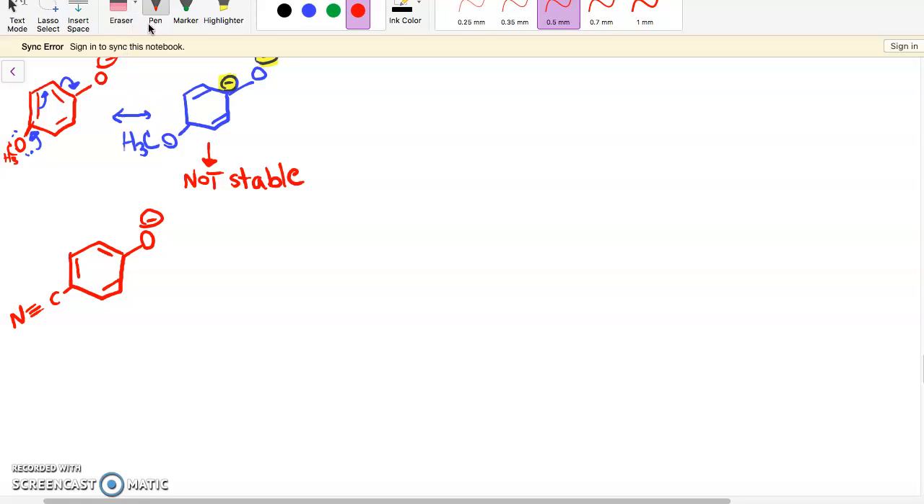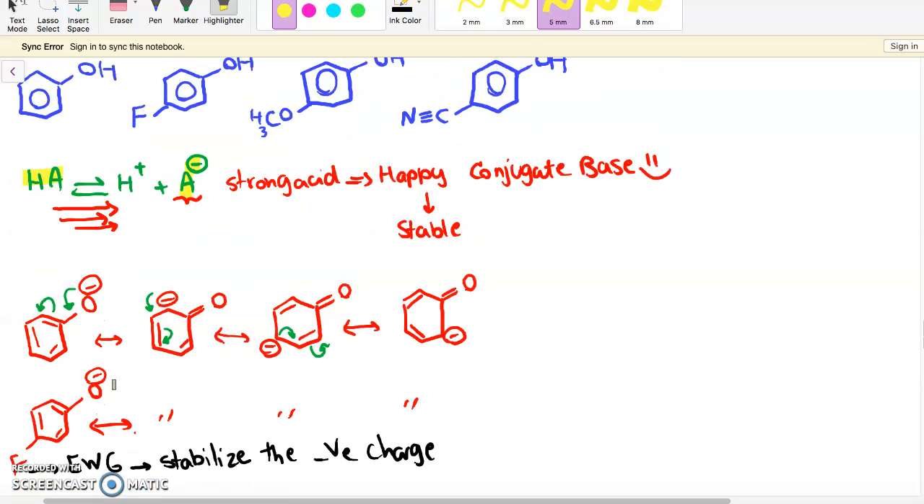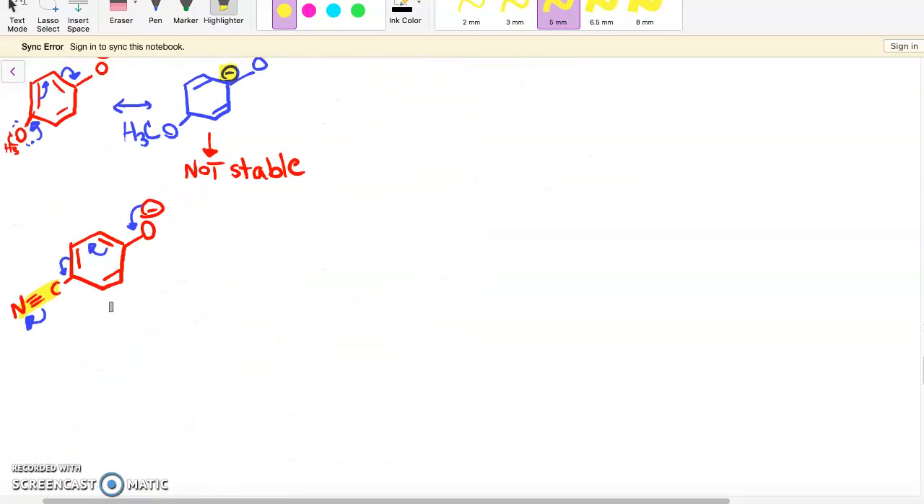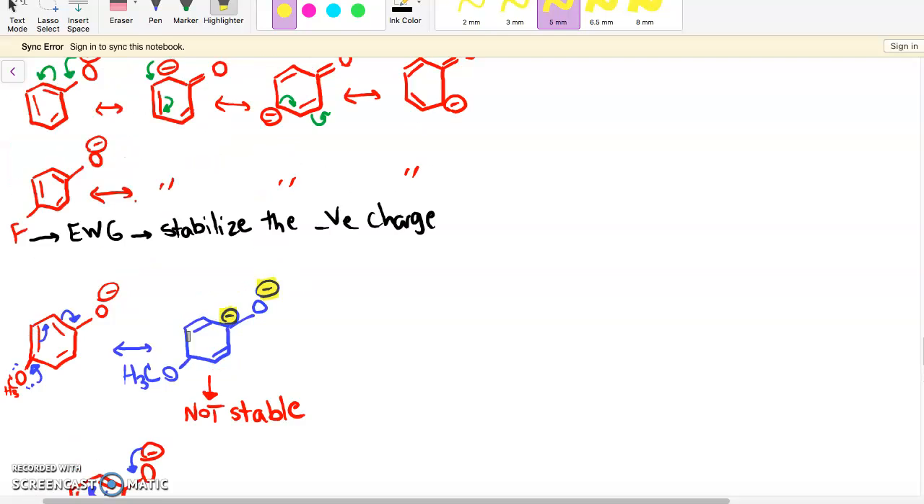So cyanide is actually electron withdrawing through resonance. So I can draw another resonance structure, like this. So this not only has a resonance structure within the ring, but this also stabilizes that negative charge through this cyanide. So this is even more stable compared to, for example, the phenol or the one with fluorine that we looked at, because it has one extra resonance structure through that cyanide, which means that this conjugate base is very stable and happy on its own, which means that this should be the strongest acid.